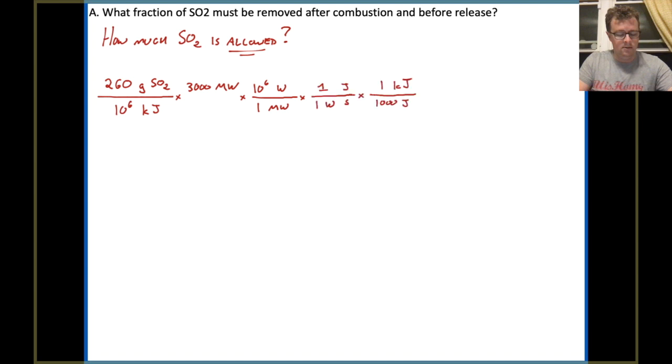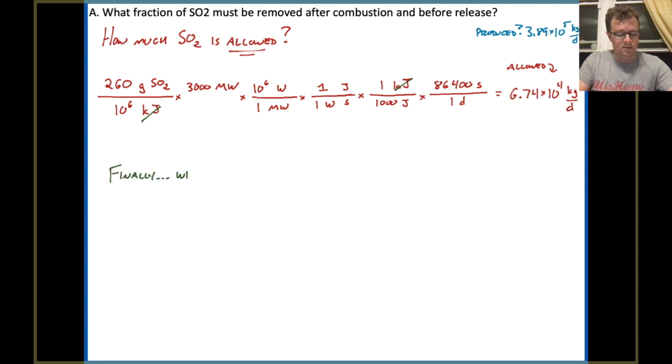Again, we remember 1 watt is 1 joule per second. And I'm going to convert that into kilojoules. And I'm doing so my kilojoules on the top and bottom will cancel with one another. I'm going to get my time step back into days because everything else has been in days for this problem. And we find that we're allowed to release about 6.7 times 10 to the 4th kilograms per day. So on the last slide we said we would produce about 4 times 10 to the 5th. So we've got quite a bit of removal that has to happen here to get from what we're generating by combustion to what's allowed to leave the stack.